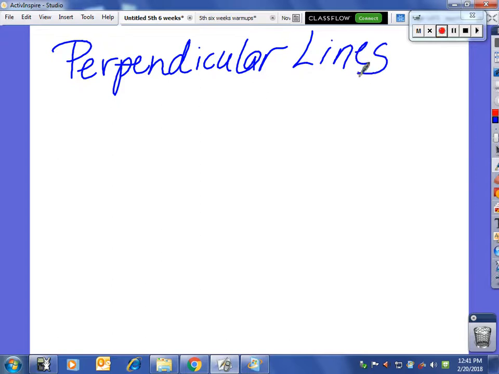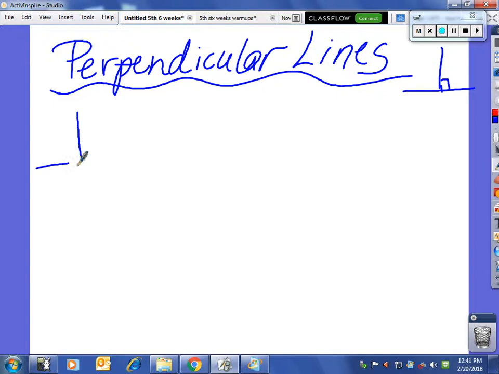Perpendicular lines. Perpendicular lines are not like parallel lines. Why? They cross each other. They absolutely must intersect. And in fact, they intersect at a right angle, at a 90-degree angle. This is the symbol for perpendicular lines, and I will use that sometimes in place of writing the word perpendicular. It's a right angle. It's not a B, it's not a chair, it's a right angle.